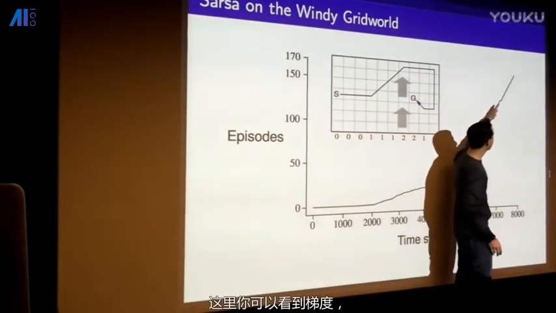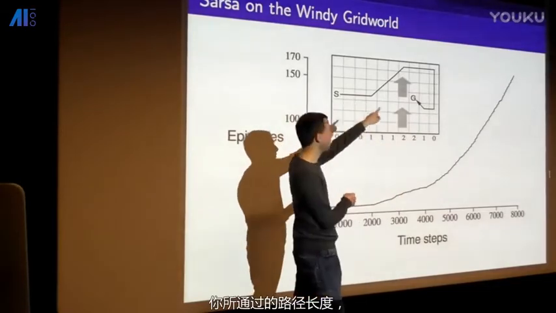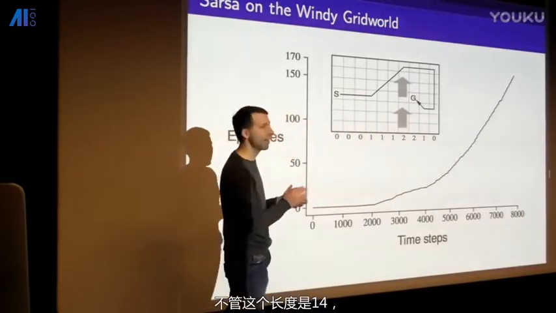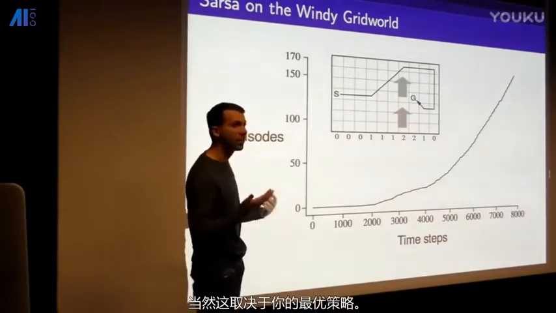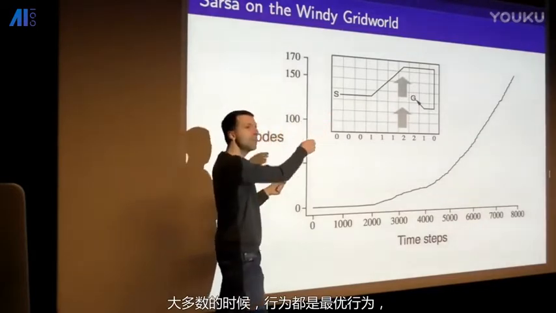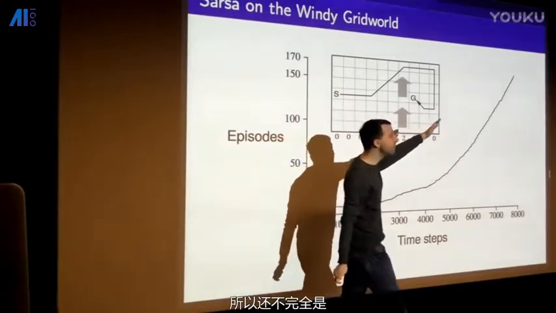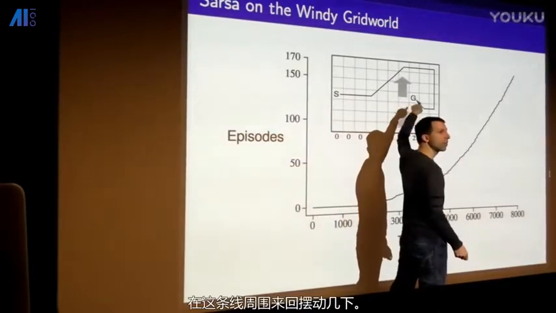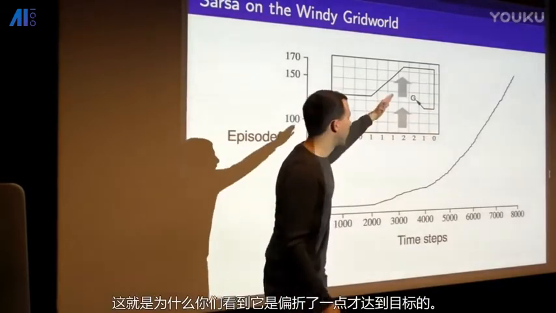up here you can essentially look at the gradient of this, and the gradient should tell you the path length which it's taking, which I think is like 14 or something, the ratio between this and this, which is the optimal policy. So most of the time it's behaving optimally, but because we're not decaying epsilon, it won't be completely optimal because it will still be throwing in the odd exploratory action. Okay? And that's why it's got this bobbly look to it.